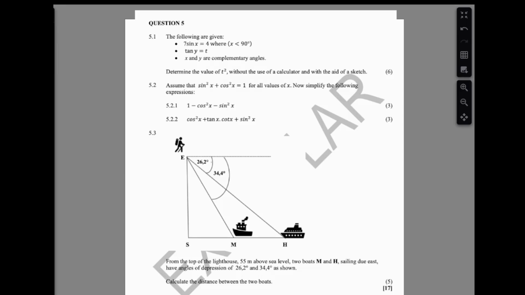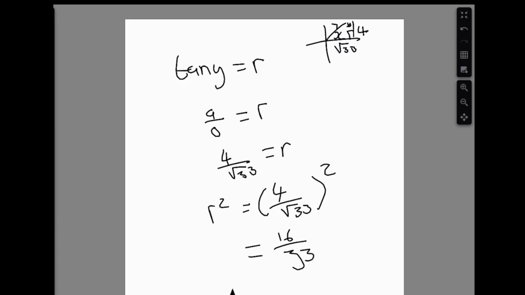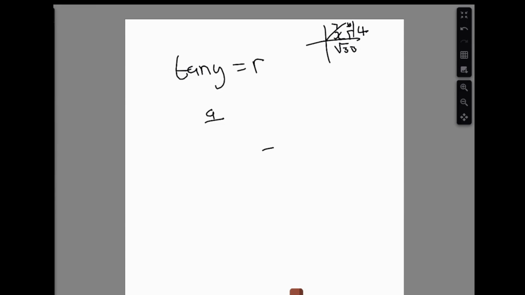Okay. Assume that sine squared x plus cos squared x equals 1. That is true for all values of x. Now simplify the following expressions. Now, okay, need to go here, get rid of all of this. Get rid of all of that.